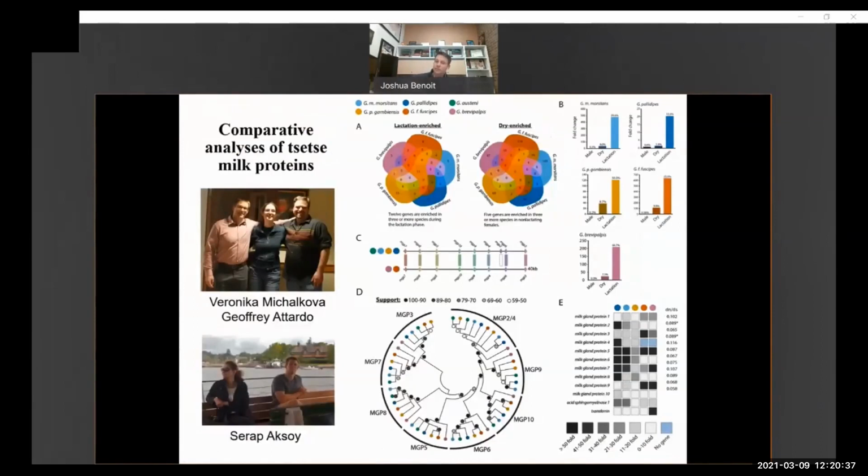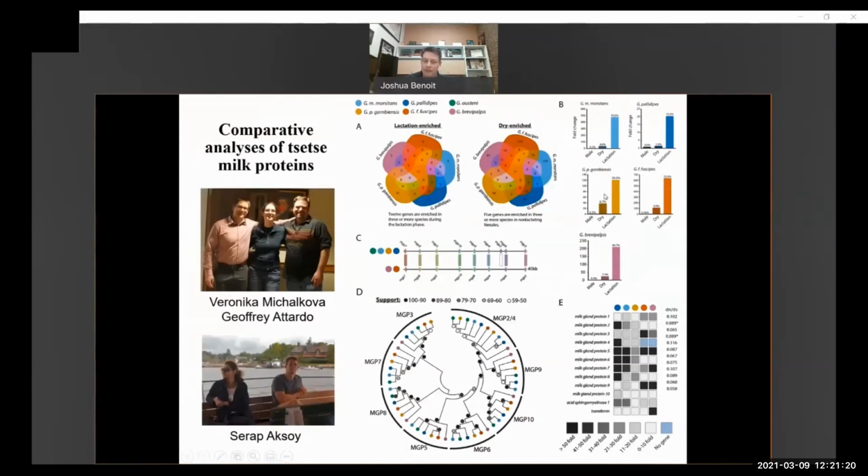So we moved on from some of these previous studies and actually published this study, it was either last year or the year before, on comparing the multiple Glossina species. And this was a lot of work from Veronika Michalkova, Geoff Attardo, and then my former postdoc mentor, Serap Aksoy. And so what we did for this is we looked at what are the genes involved that are enriched in the larva, enriched after pregnancy? And then we found that it's pretty much almost identical among all these different Glossina species. There's very few differences. They're under very strong purifying selection where there's almost no change at all.